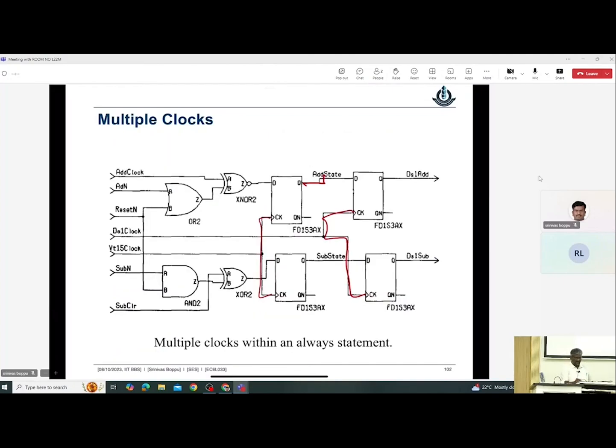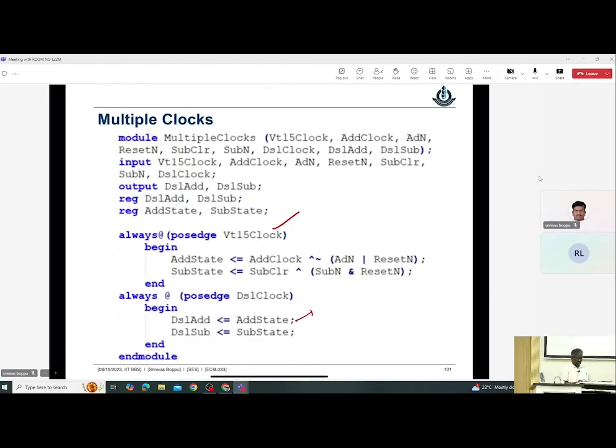If the clock was also the same, it's different, right? The clock was also the same. What will happen? If the clocks are the same, what will happen? So these two will also be clocked by this VT5 clock. But these are the same thing, right? You are also reading the add state value. Add state or the substate, it's again a flip flop's values which are clocked by VT5 clock.